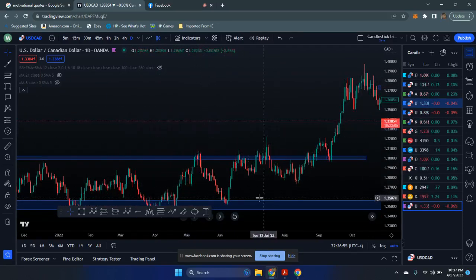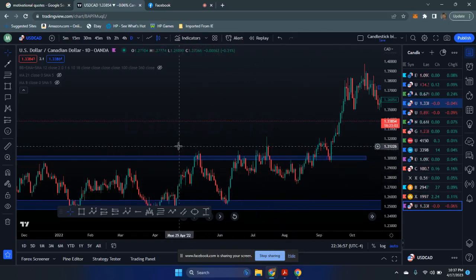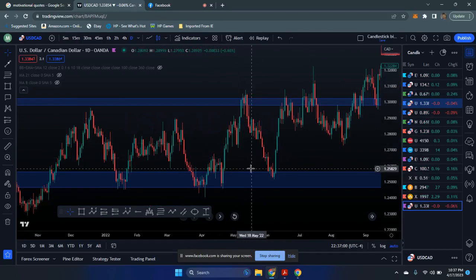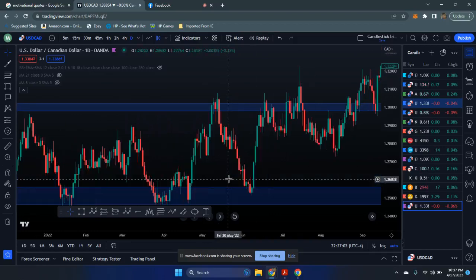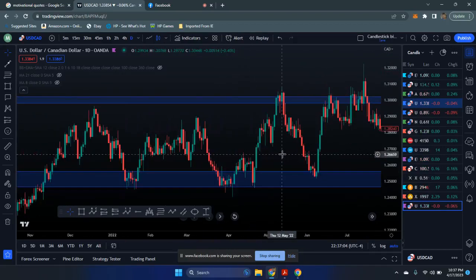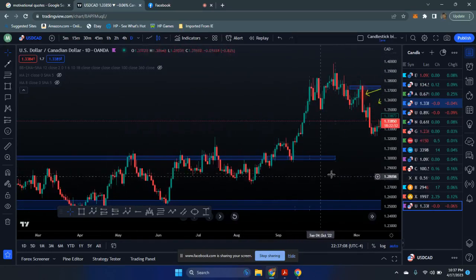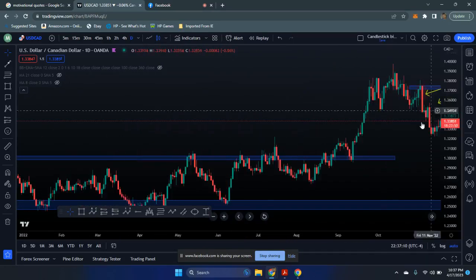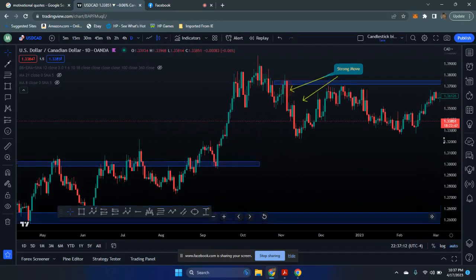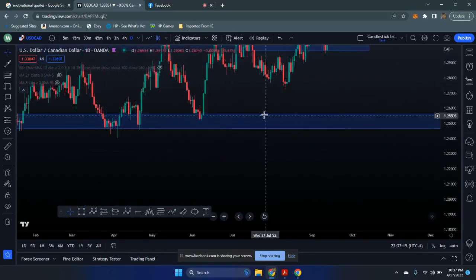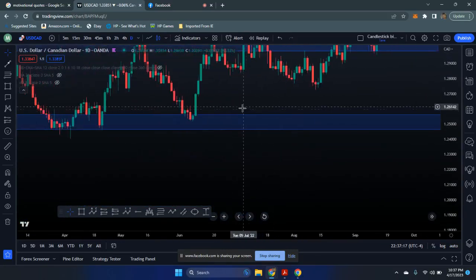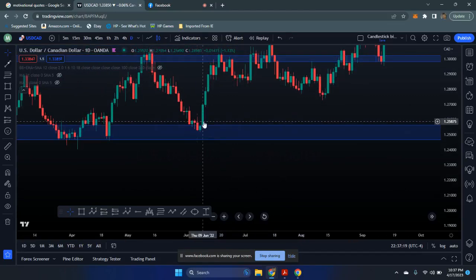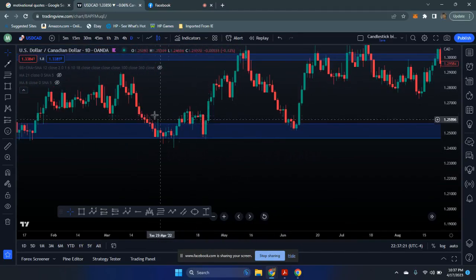I like this one more. I'm not gonna lie. I like this one more. Alright, so some of the confluences that I see with this demand zone here, of course we have a bullish engulfing right here. With this candle, this is a bullish engulfing.